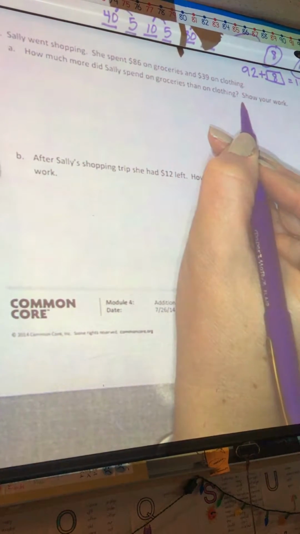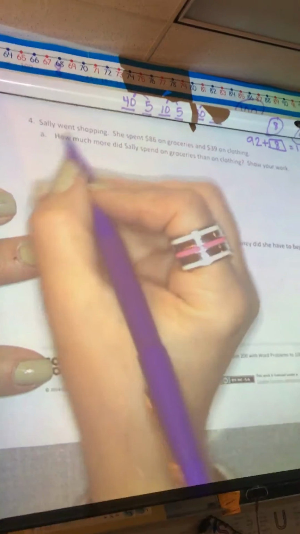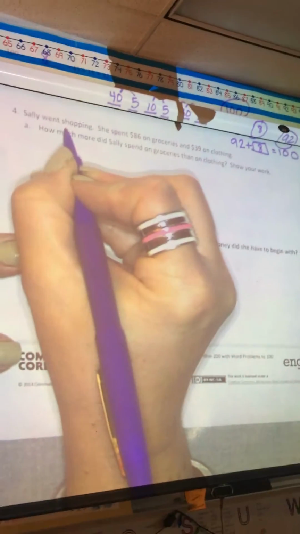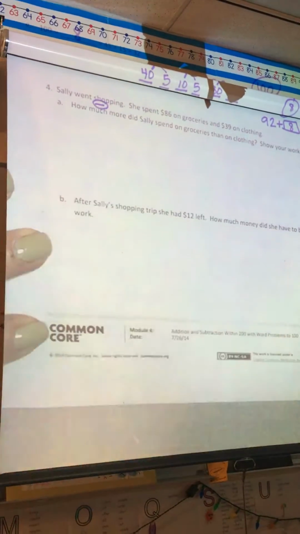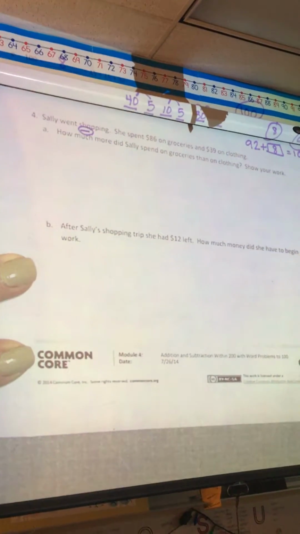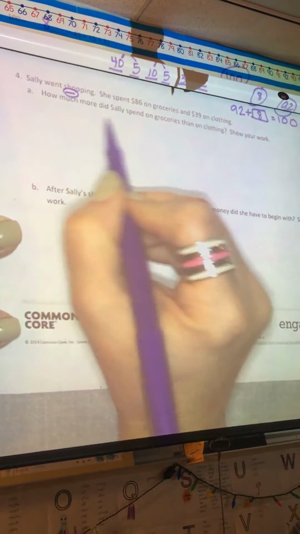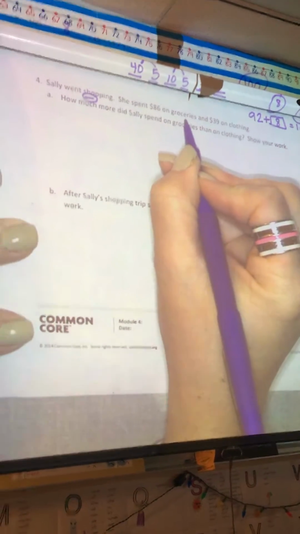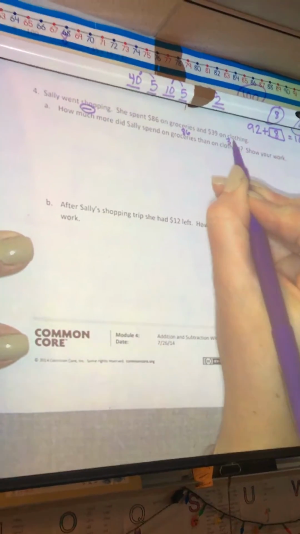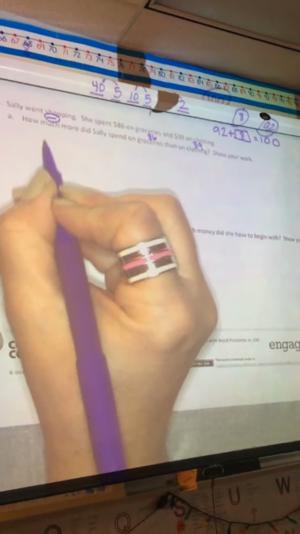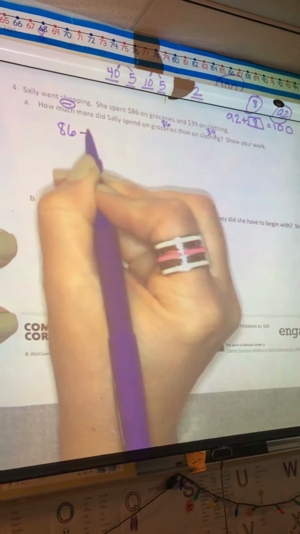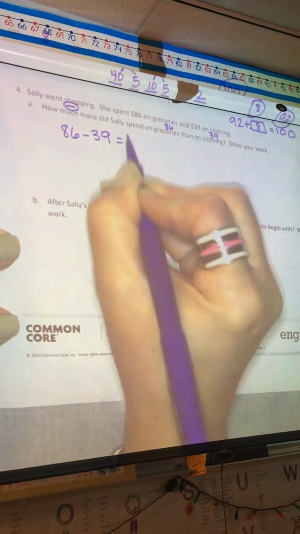We've learned that "how much more" is a key word for subtraction. So right above that, I'm just going to write a subtraction sign for myself so I know that's the operation I'm going to use. So how much more did she spend on groceries? She spent 86 there, then on clothing she spent 39 there. So my equation is going to be 86 minus 39, and that's going to give me my answer.